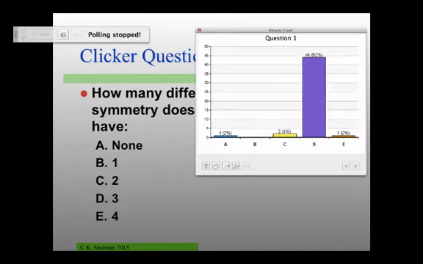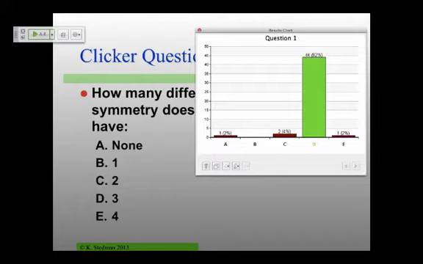Okay, let's look at our results. Yay, I'm glad that everybody seems to agree with me. D is good. I like D. I like D a lot. And then we can click through here. Which ones do we have? The 5-fold, 3-fold, and 2-fold. Exactly. So 3 different axes of symmetry.